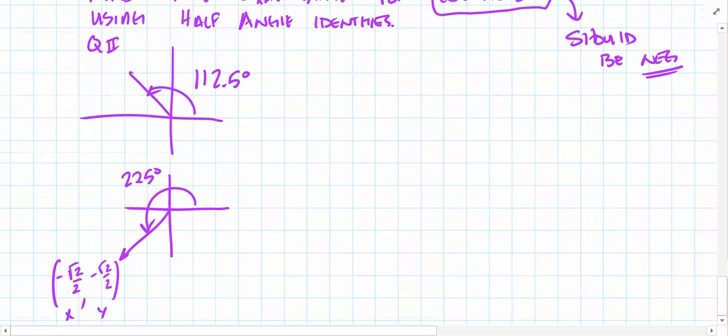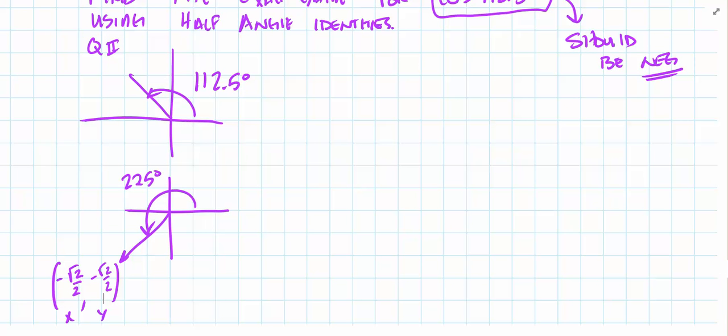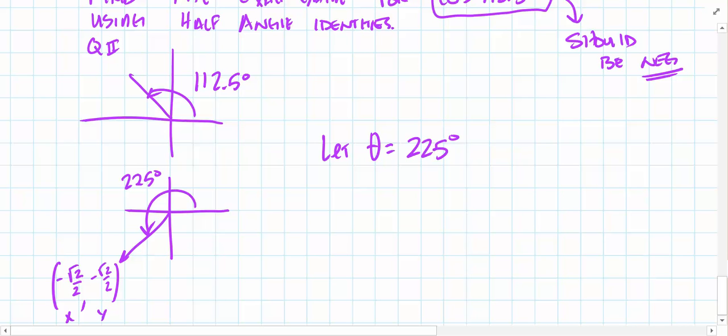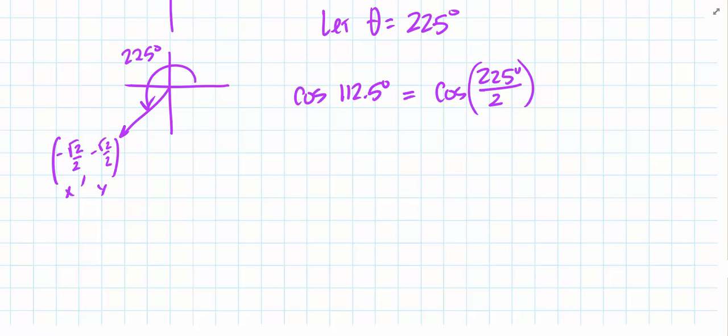We're trying to figure out the exact value for 112.5 degrees. So we're going to use the fact that it's exactly half of something that we know to come up with it. Here's our game plan. We're going to let theta be 225 degrees. That's the one that we know. So therefore we can say that the cosine of 112.5 degrees is the same thing as the cosine of 225 degrees over 2. Everybody still cool on board with that process? Okay, good.